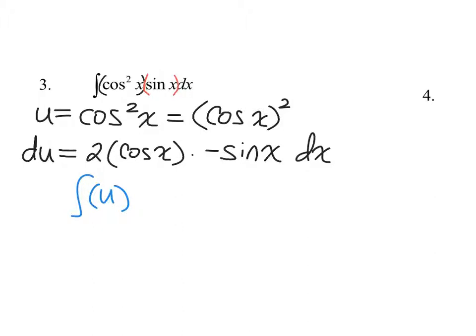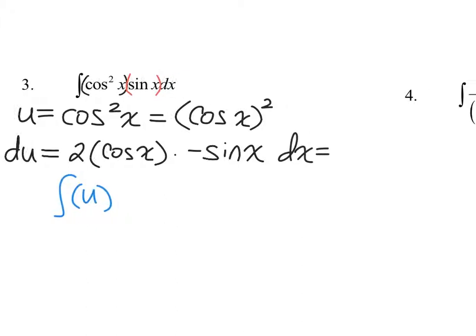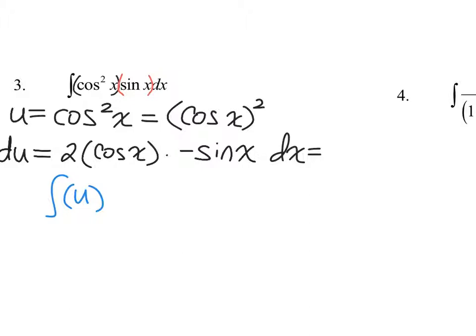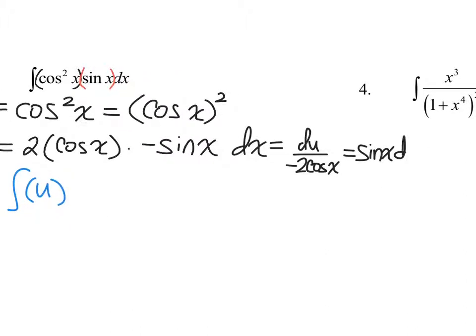All right, so what I would have to do here, and this is where it all falls apart, is I would have to divide both sides by negative 2 cosine of x. So I'd be looking at du over negative 2 cosine x is equal to sine x dx. All right, well, what that means is that, yeah, I can replace the sine of x dx, but I'd be replacing it with all of this. Du over negative 2 cosine x. All right, the situation has not improved. In fact, it got a lot worse.